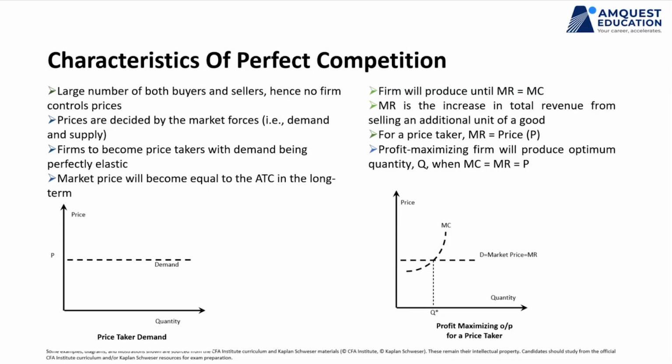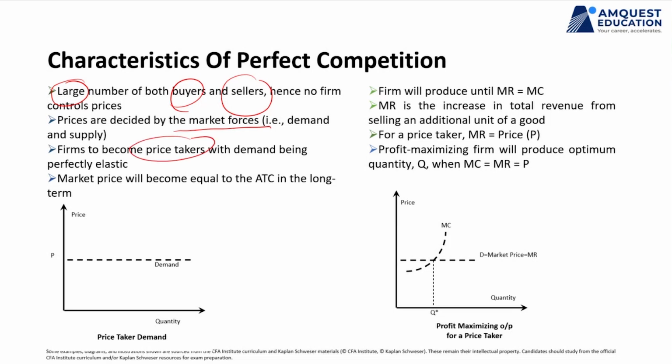Under perfect competition, we learned there are a large number of buyers and sellers. Correct? When there's a very large number, there are only buyers and sellers. So obviously, who will decide prices? No one. No one will decide prices. The market will decide the prices. And whatever the market decides, the firms will have to accept the price. So the key word is they are price takers.